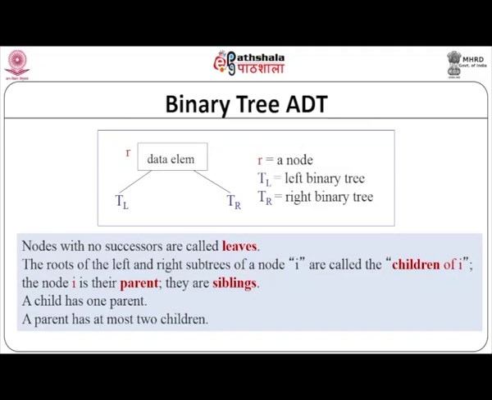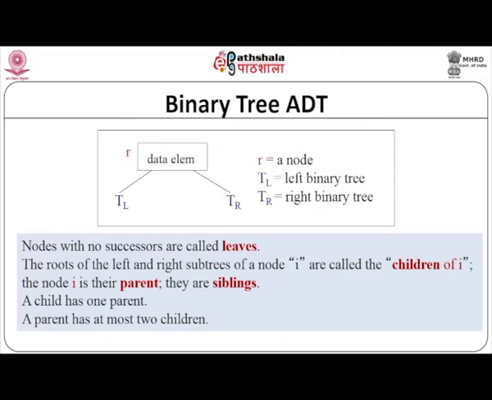So, nodes with no successors are called leaves, or nodes with no descendants. The nodes of the left and right subtrees of a node I are called the children of I, as before. Node I is their parent, and those 2 nodes, the left and right subtrees, are called siblings. The same terminology we used in general trees. A child has only one parent, a parent has at most 2 children, that is where the difference comes.